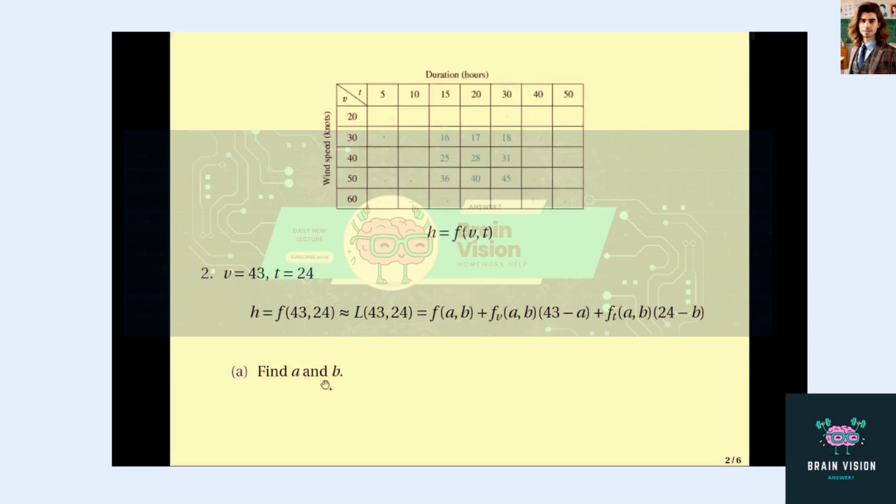The next part of the solution is divided into three steps. First, we want to find the values of a and b. Then we need to find the first partial derivatives of f evaluated at a, b. And then finally, calculate the final answer.